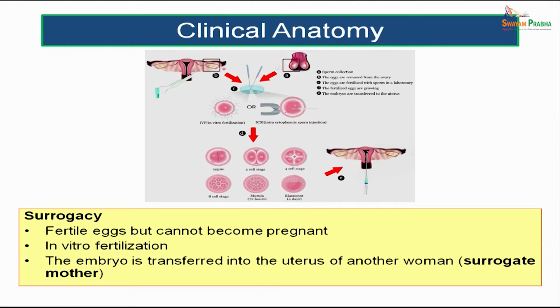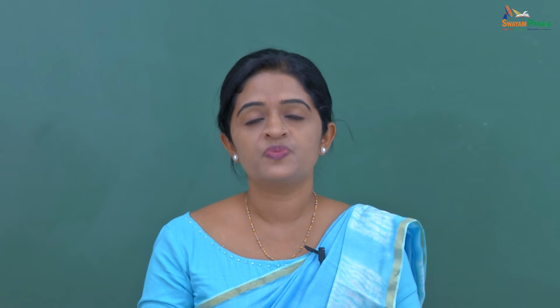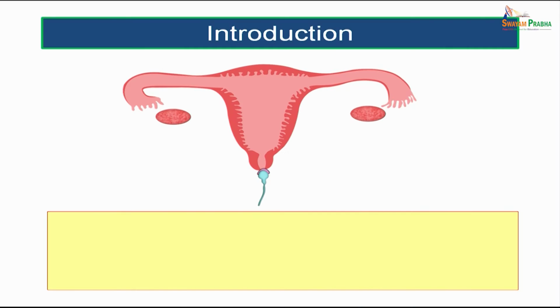So even females who do not have a uterus can give their ovum, which will be fertilized with the sperm of their partner, and the fertilized embryo will be transferred into another woman where the further development of the embryo happens. Such a woman, who gives birth to young ones who are not genetically related to her, is known as a surrogate mother. So let's move on to the topic proper, fertilization.